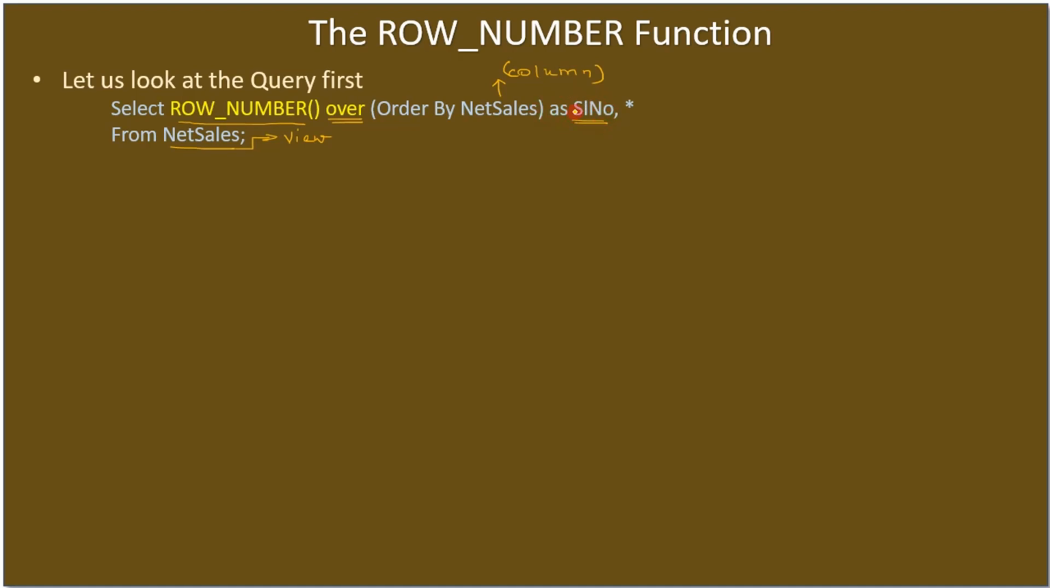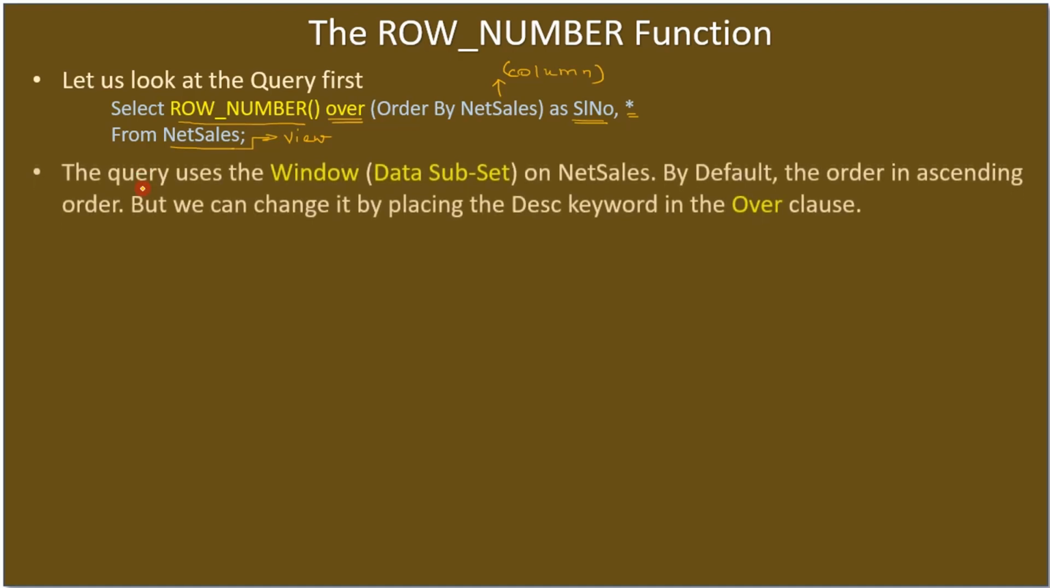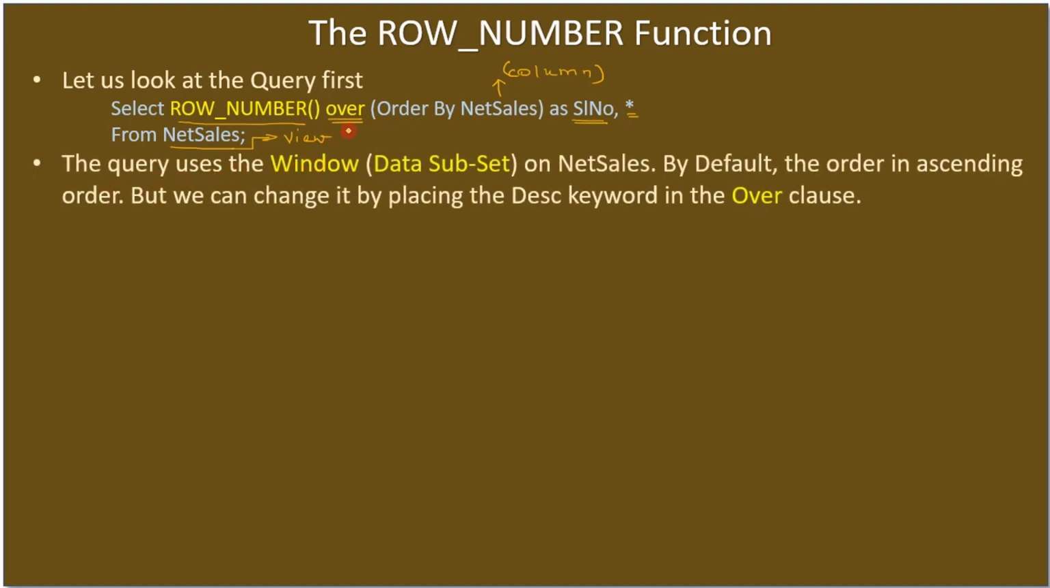The ROW_NUMBER OVER clause appears first. After that, we are picking all the columns from the view, net sales, which we created in the previous video. The query uses a window. Window means a data subset, and the data subset is created on the net sales column of the view. By default, the order is ascending. If you look at ORDER BY net sales, we don't specify the order, so by default it takes ascending order.